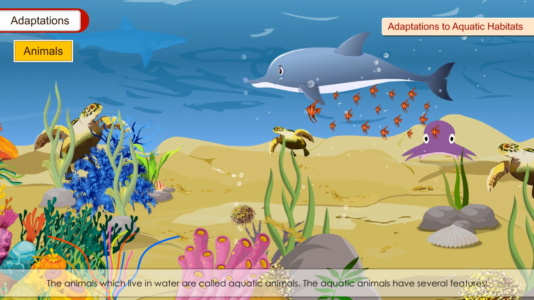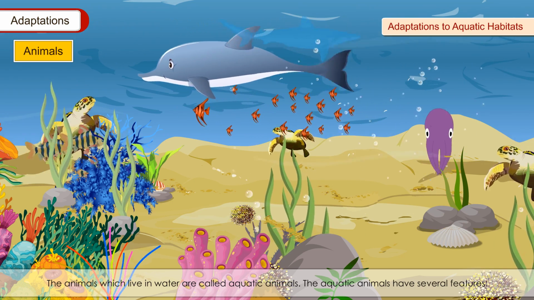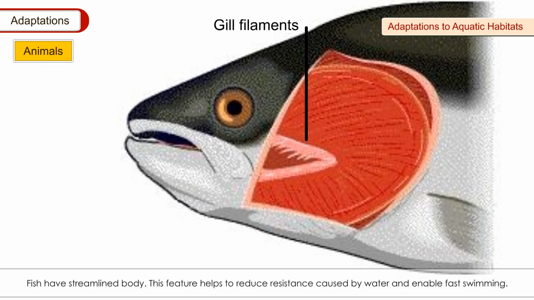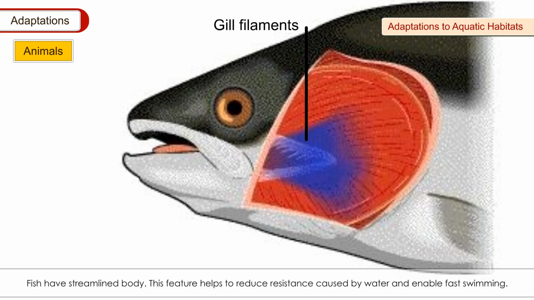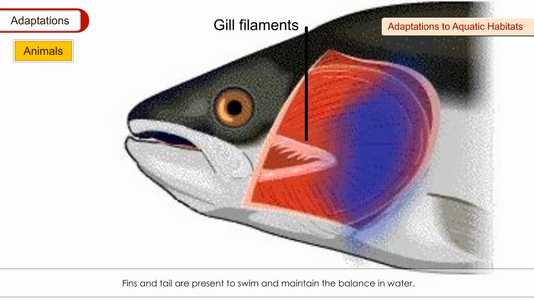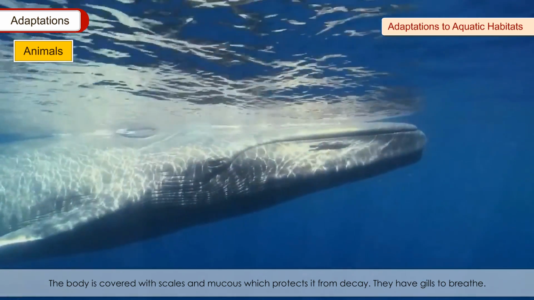Animals. The animals which live in water are called aquatic animals. The aquatic animals have several features. Fish have streamlined body. This feature helps to reduce resistance caused by water and enable fast swimming. Fins and tail are present to swim and maintain the balance in water.